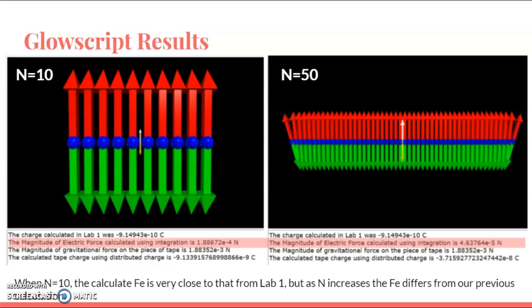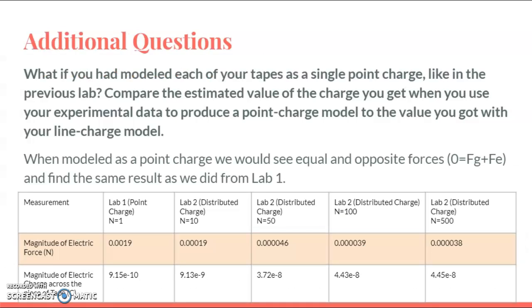Here are some of my results from GlowScript. So I was able to actually change the amount of pieces I broke my tape up into and see how this changed my results. As you can see, the magnitude of the electric force calculated when I broke the tape up into 10 pieces was close to 1.8 e to the negative 4 newtons, whereas the magnitude of the electric force calculated when I broke it up into 50 pieces was closer to 4.6 times e to the negative 5 newtons, so much smaller. This leads us to the additional questions.